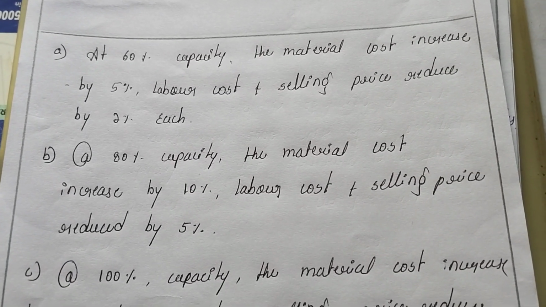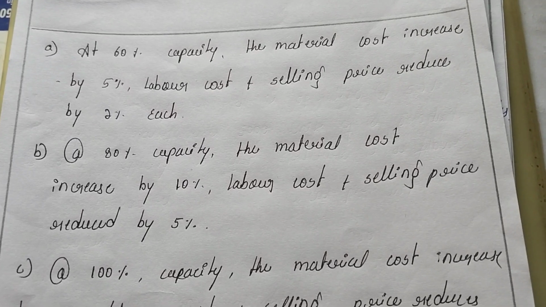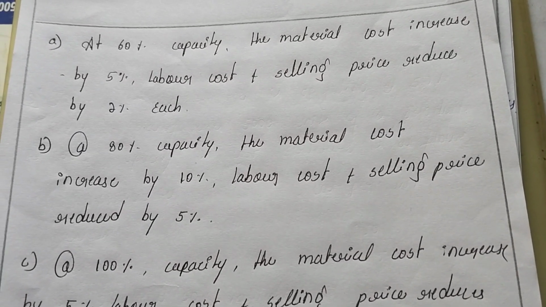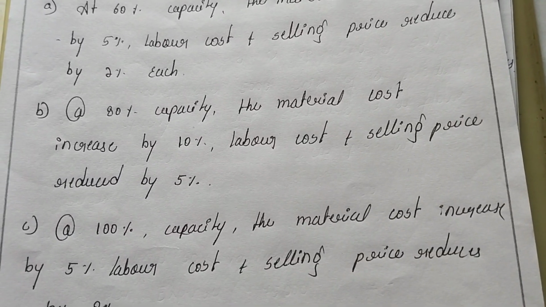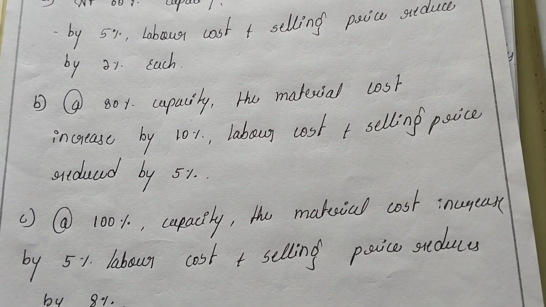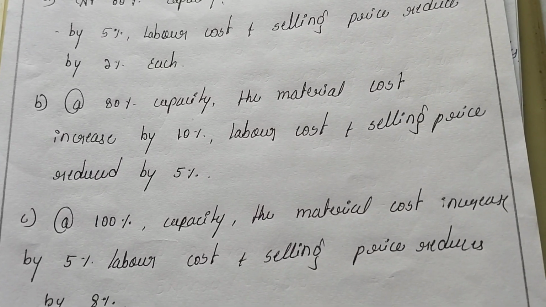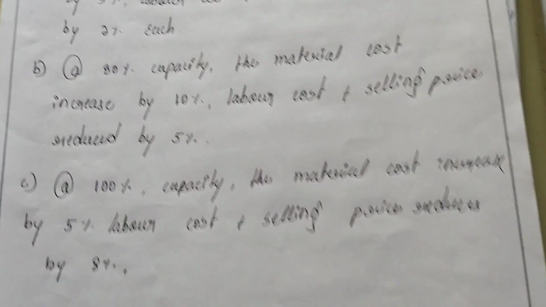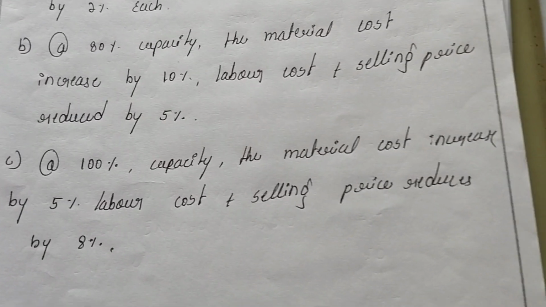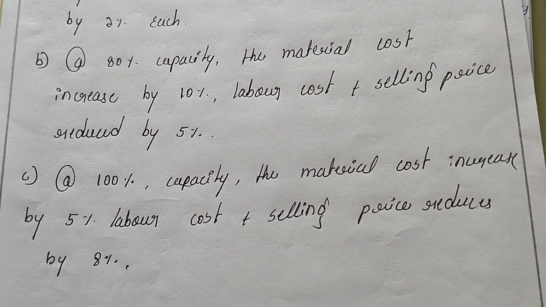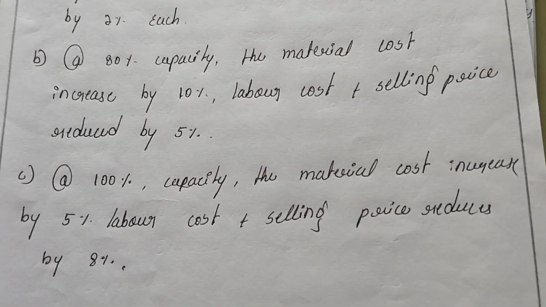At 60% capacity, the material cost increased by 5% and labor cost and selling price decreased by 2% each. At 80% capacity, the material cost increased by 10%, labor cost and selling price decreased by 5%. At 100% capacity, the material cost increased by 5%, labor cost and selling price reduced by 8%.